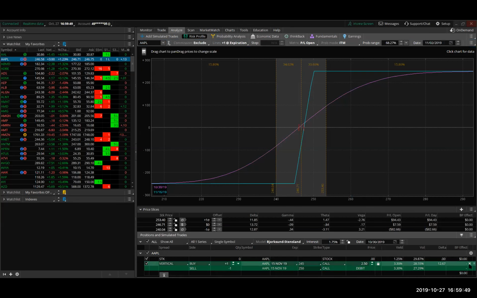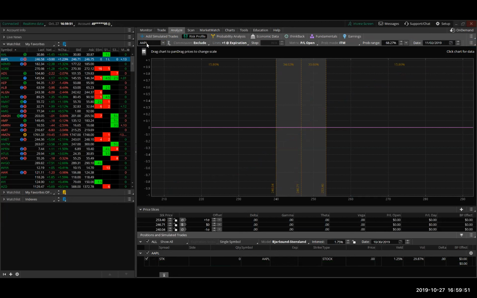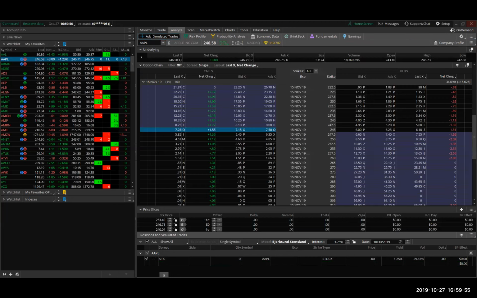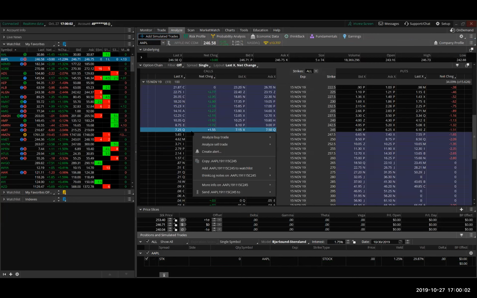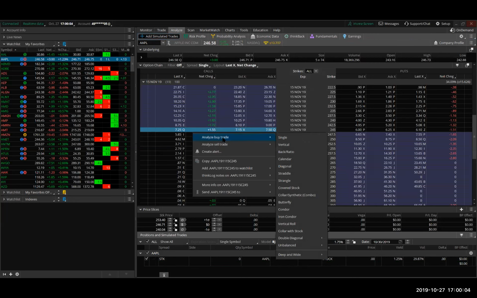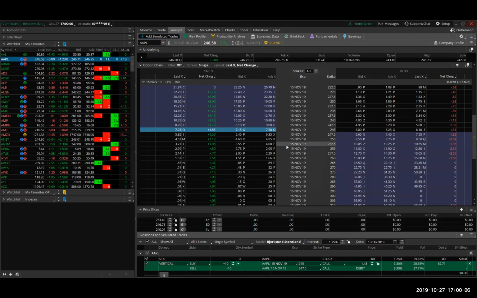Let me get out of here because I was already in it. But I'm going to go here and say, okay, I want to add a simulated trade before I do anything. I'm looking at this vertical spread, and I think I'd like to buy the 245, right? So I'm going to analyze the vertical. And I want to come down here and make sure I only want one. I'm not buying 10. And you can adjust it to as many contracts or spreads as you like, right?